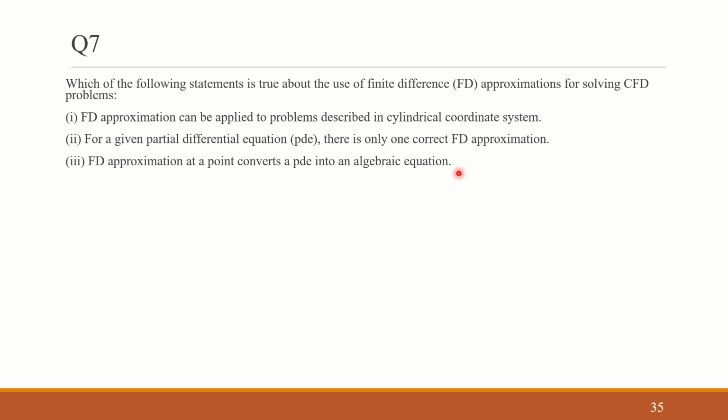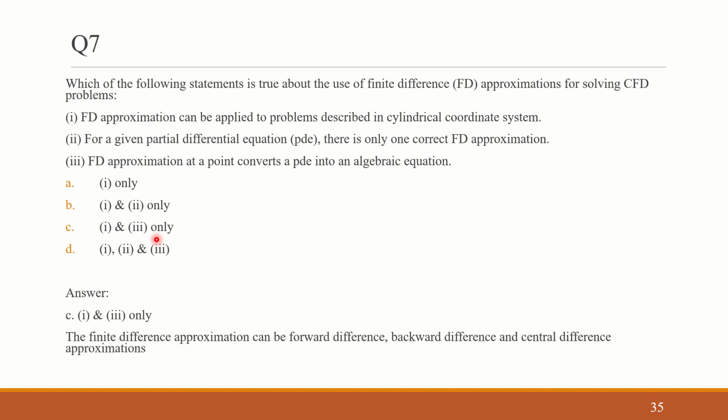So we look at the options now. Option A: 1 only, option B: 1 and 2, option C: 1 and 3, option D: 1, 2 and 3. So the answer is 1 and 3 only. Option C is the right answer. The finite difference approximation can be forward difference, backward difference and central difference approximations. We have seen that in the first 5 problems. One of the problems was this. And now we will move to question 8.